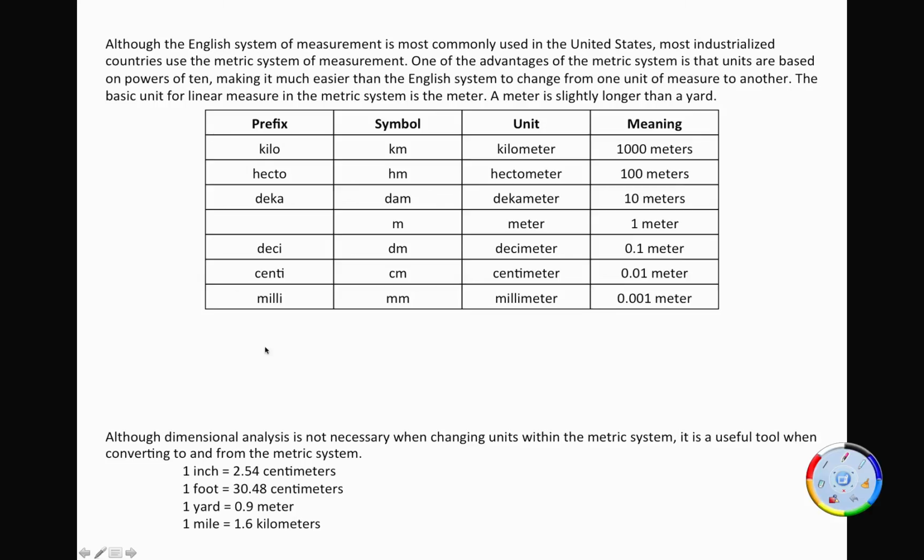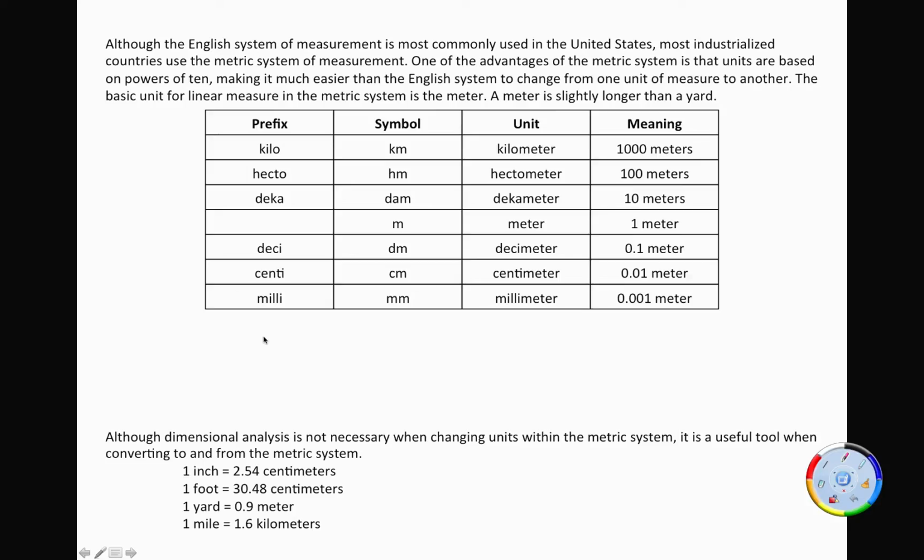Okay, so kind of keep those things in mind. Also, a centimeter is about the width of a paperclip, if you can picture a paperclip, and a millimeter is about the thickness of a paperclip.